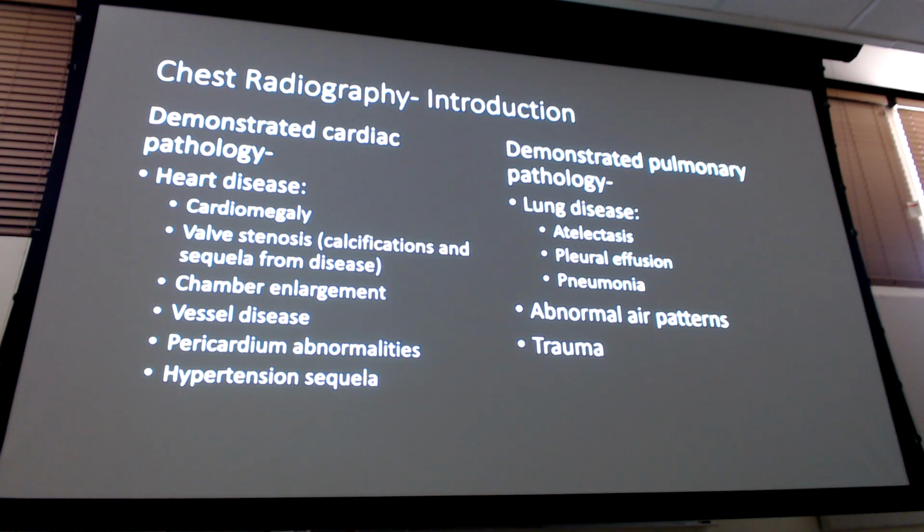Here's all the diseases that we can actually evaluate on a chest X-ray. And you can see cardiomegaly, large heart, stenotic valves, sometimes calcifications in the valves because they're so stenotic, but in reality, what we will learn is we will see certain areas of the heart enlarge due to stenotic valves, and it will make us think that there might be a stenosis there. Chamber enlargement, I just kind of mentioned. Sometimes vessel disease, pericardium abnormalities to include air within the pericardium, right? Or air within the mediastinum. We'll be able to notice that once we work through it.